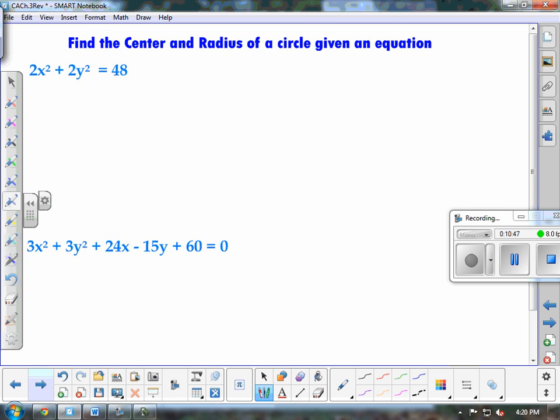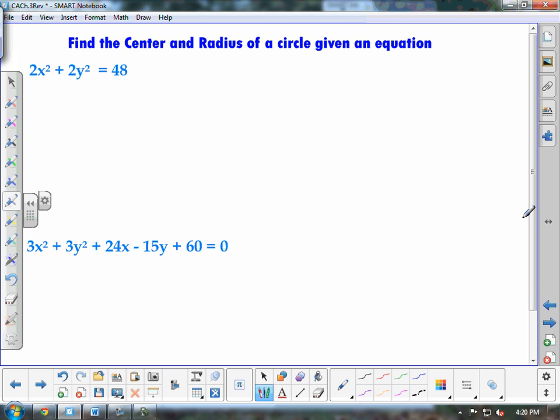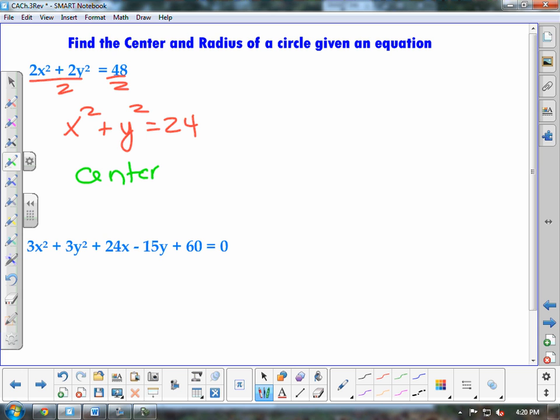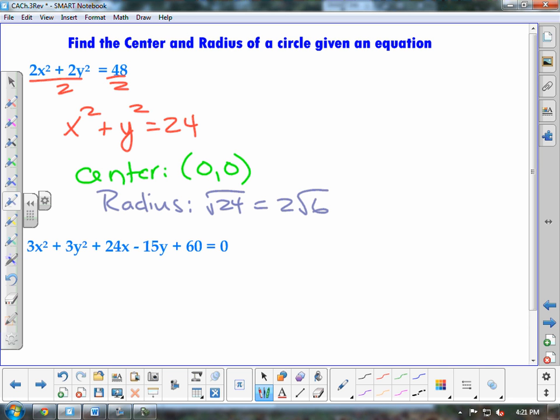All right, moving on to the next one. Here, we're trying to find the center and the radius of the circle given this equation. Well, you have to get it in the proper form by first dividing both sides by 2. You'd have x squared plus y squared equals 24. And so then our center is 0, 0. And the radius is the square root of 24, which you can simplify to 2 square root of 6.